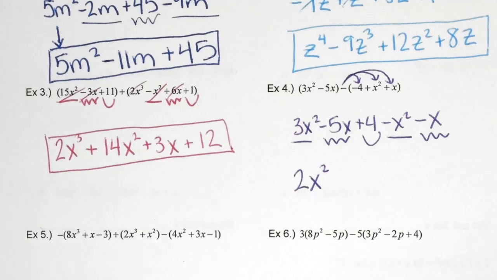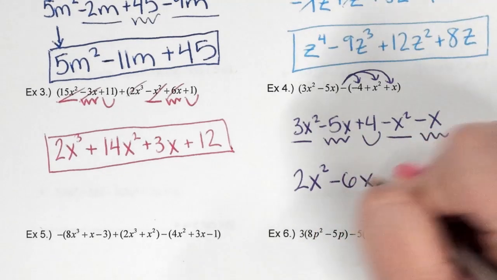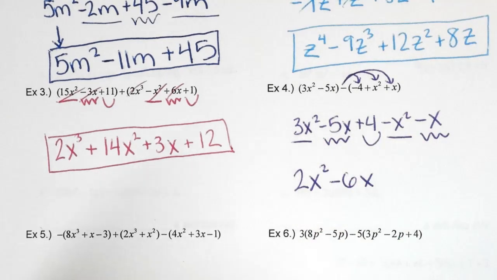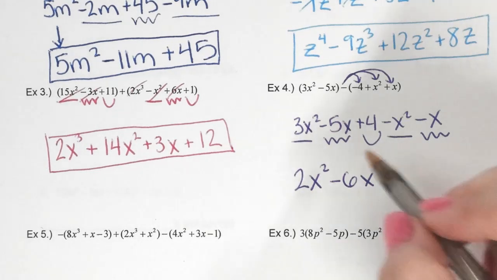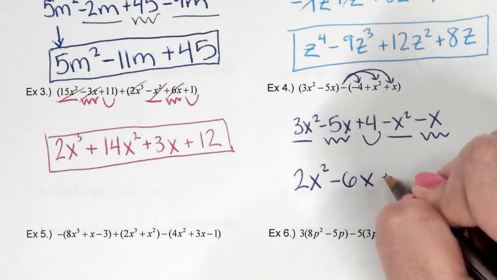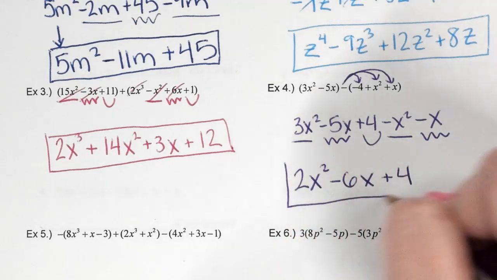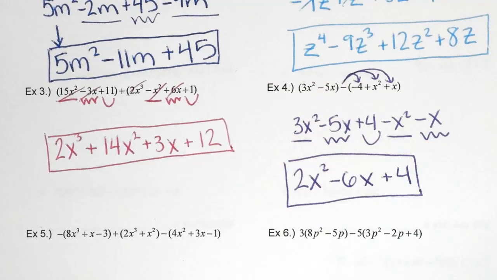Then what? So what's negative 5x minus x? Do y'all notice that I keep that sign in front with it? That's super important. And then 4, is there a like term with 4? No, so just bring it down. Any questions with those? Pretty simple, pretty review.